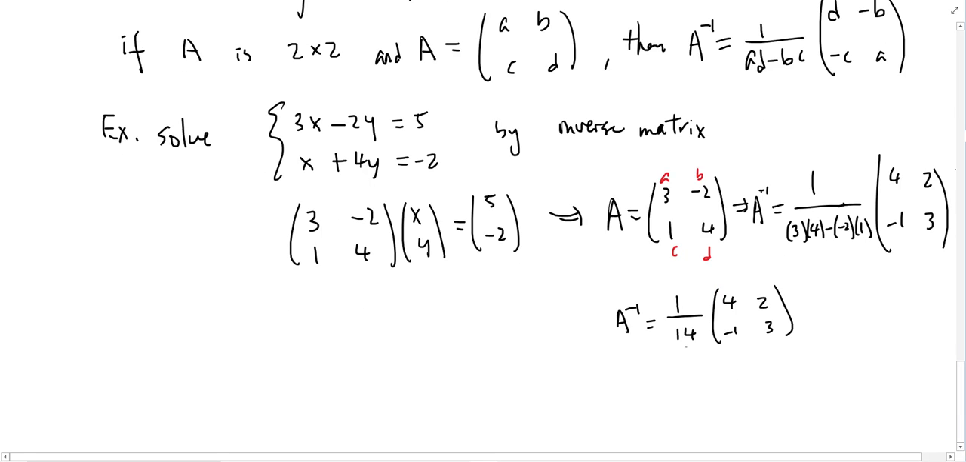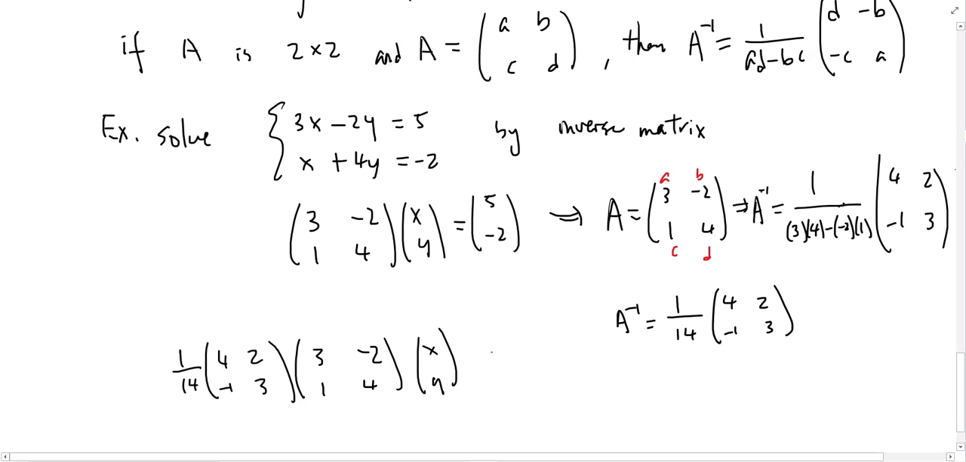Now I could distribute the 1 over 14 into the matrix to give a matrix A inverse, but I'm not going to do that because in this case, keeping it outside makes it easier for my next step of math. So now what I'm going to do is multiply my equation by A inverse. And remember, you have to maintain the order in which you multiply.